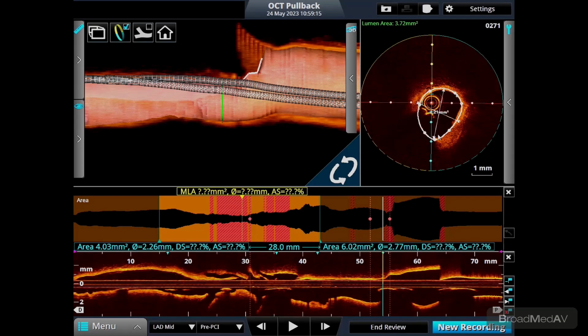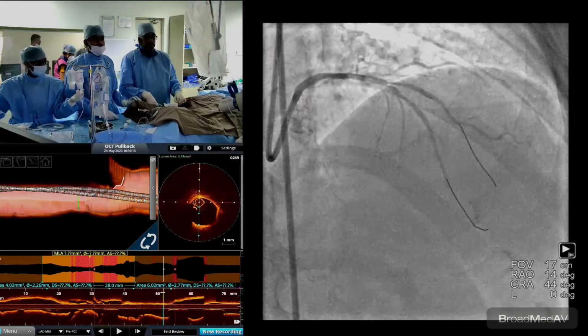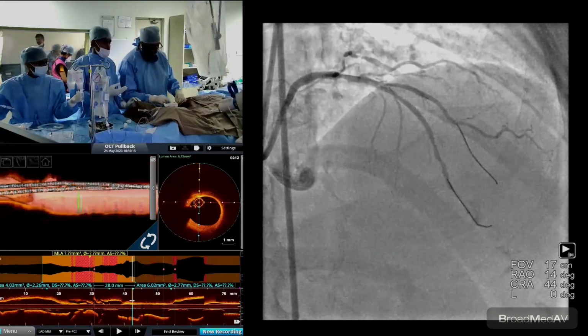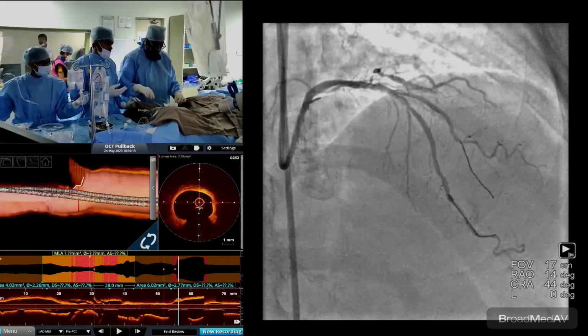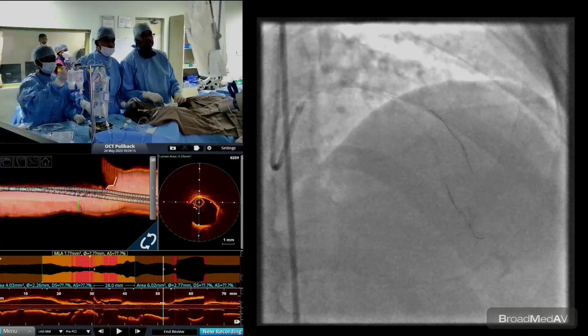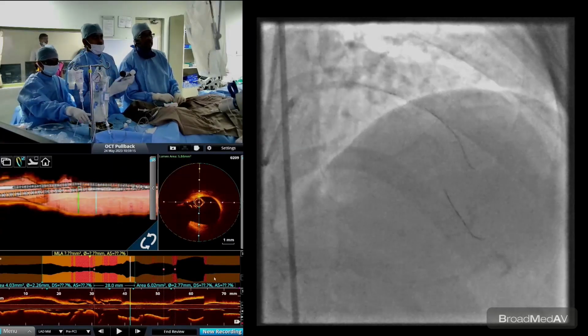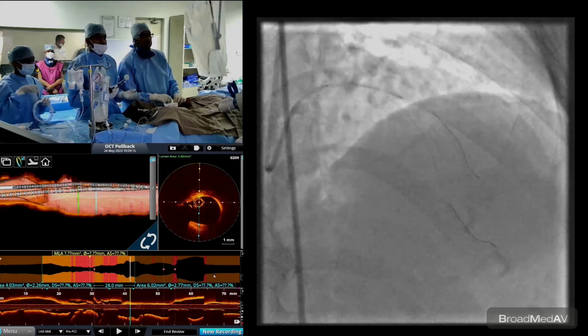Show the last shot, please, and freeze it. So you can see that the diagonal is open, but not good enough, but that's okay. We don't expect more with the ballooning. It was a 2.5 balloon. We went up to nominal. Didn't want any dissection there. So as per the length, we're using a 2.5/28.